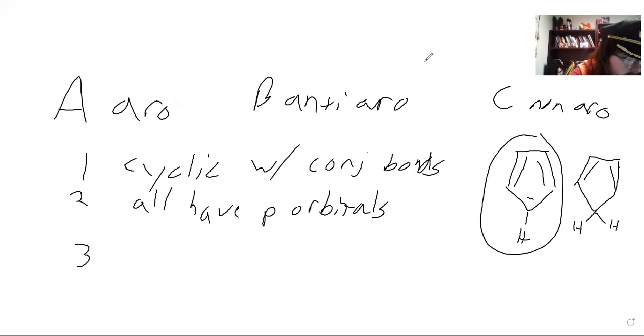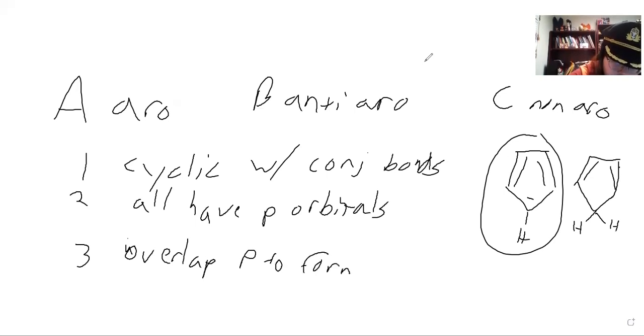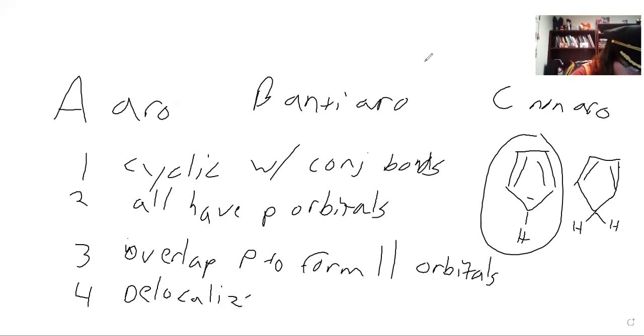And three, the unhybridized p orbitals must overlap to form parallel orbitals. Essentially, it must be planar. It almost always is planar. And then finally, the delocalization of pi electrons lowers energy. And that's essentially what this does. It lowers the energy. That's what it means to be aromatic. We essentially lower the energy.